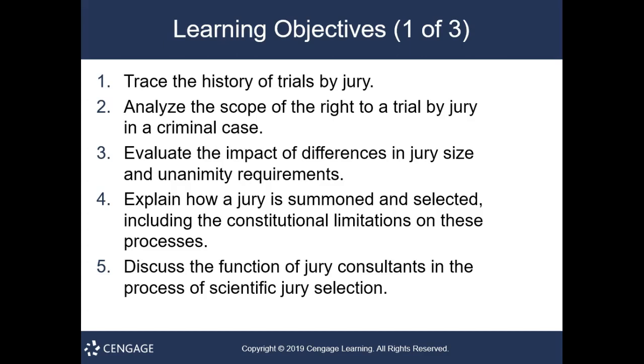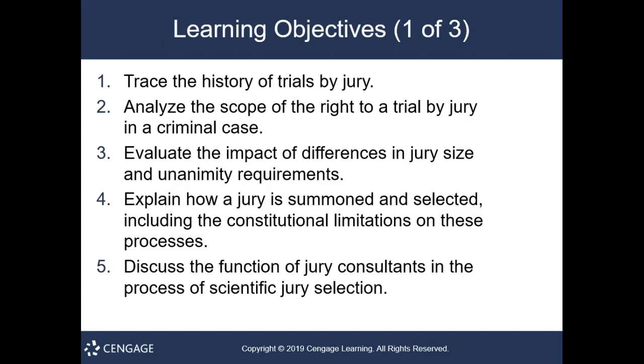So let's look at what kind of learning objectives we're going to have for this chapter. First, we're going to trace the history of trials by jury so we can see how they've evolved over time and where they are now. And then we're going to analyze the scope of the right to a trial by jury in a criminal case. We'll see that it is not quite what you might have thought. It is not necessarily a trial by 12 in states anyway, and not necessarily a unanimous verdict, as we'll see.